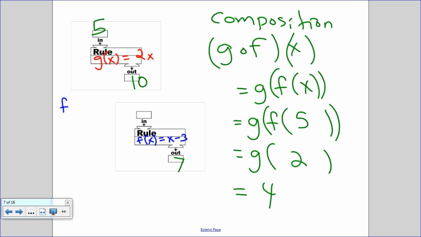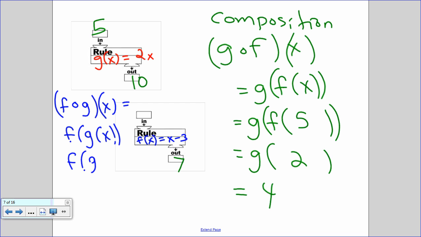We would go F composed with G of X, which is the same thing as F of G of X. So for this particular example, what we were looking at then is F of G of 5. And then here's one thing to think about. We read left to right. We compose functions right to left. So what I mean is this.